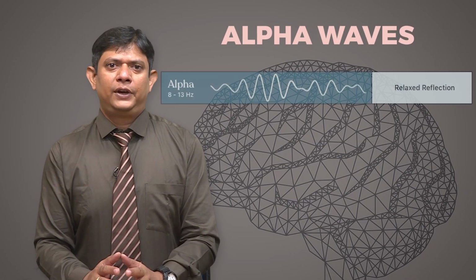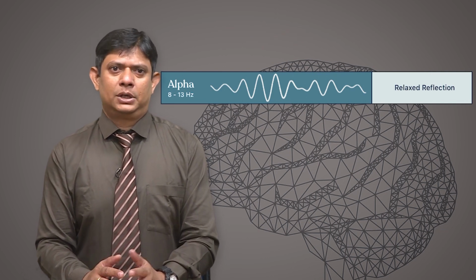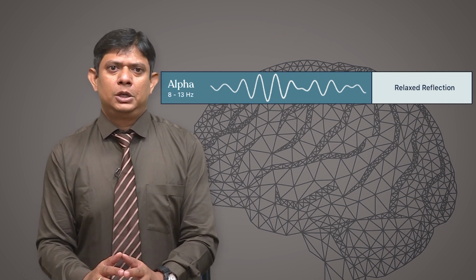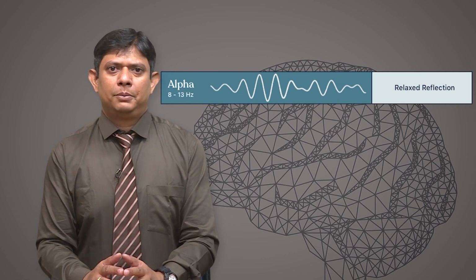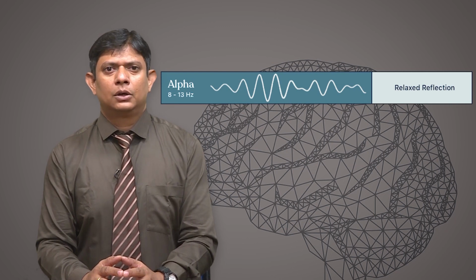Alpha waves: the frequency ranges from 8 to 13 cycles per second. Alpha waves are typically observed when a person is awake but in a relaxed state with closed eyes. They are often associated with a calm and peaceful mental state. Alpha waves are commonly present during states of meditation, deep relaxation and daydreaming.